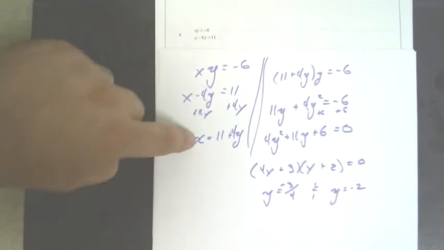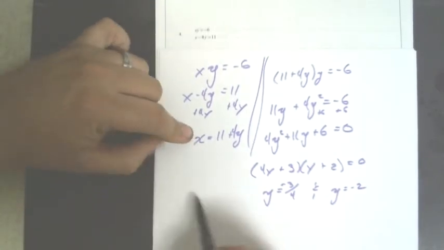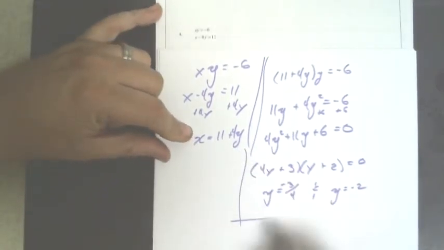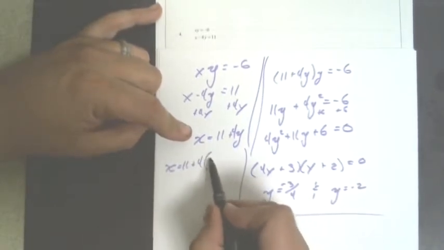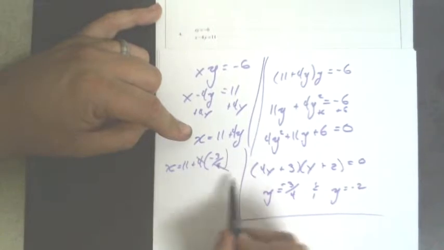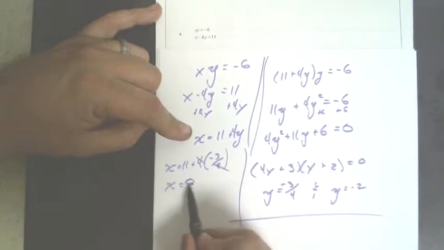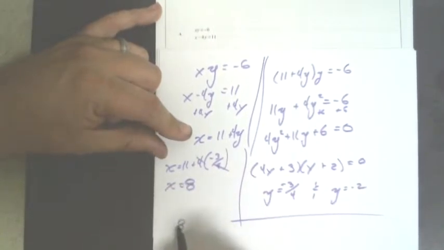Cool. So take those, plug them back in, say to here, to find x. I can't help it, I just want to do that. So x equals 11 plus 4 times negative 3 fourths. The 4's cancel, so x equals 8. So one of your solutions should be 8 and negative 3 fourths.